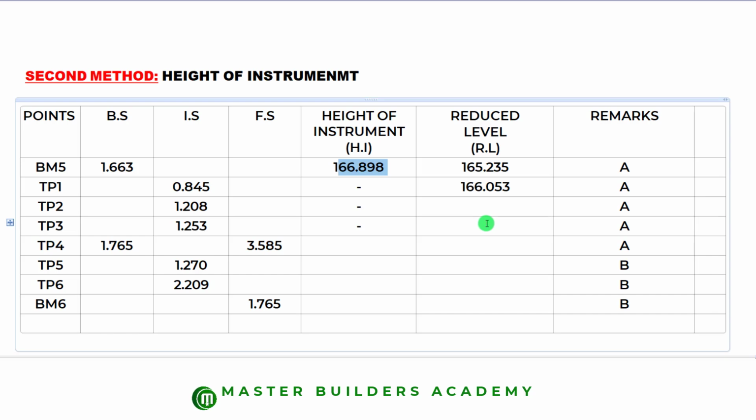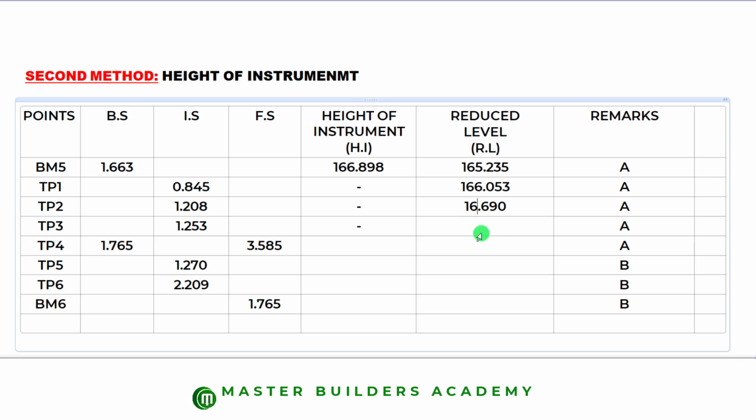Are you with me? So now, if we move down to this level, this is the height of instrument, so we'll be removing 1.208 from the same height of instrument. We'll have this as 166.690. Again, the same height of instrument minus intersight at TP3. This would have given us 165.